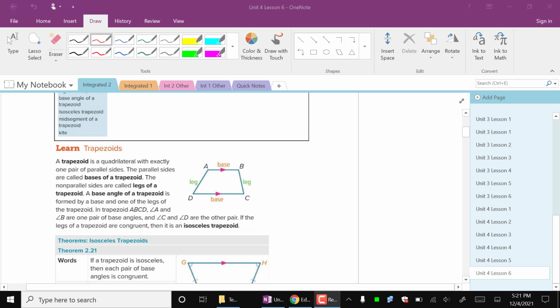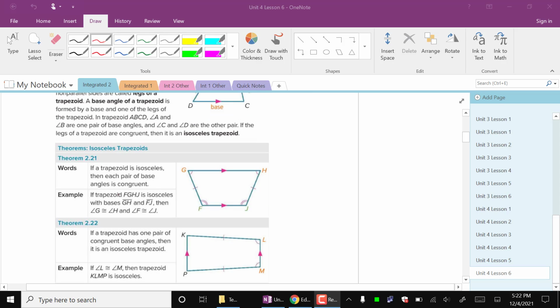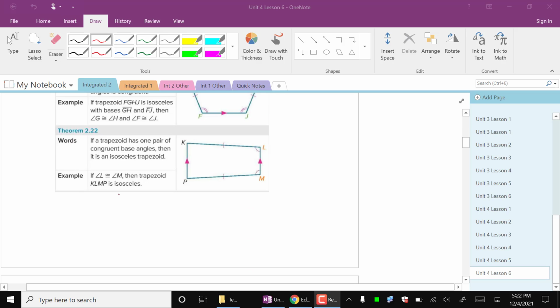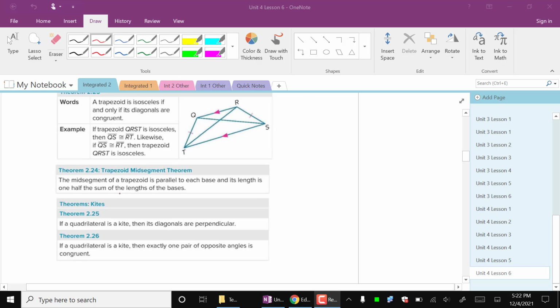And then we have some information here. The first 2 pages of the notes are dedicated to information about trapezoids, that trapezoids are quadrilaterals with exactly one pair of opposite sides parallel, talking about bases of trapezoids, legs of trapezoids, a base angle of a trapezoid. Then we get into some theorems about trapezoids: theorem 2.1, 2.2, 2.3, and 2.4, all dealing with trapezoids and the trapezoid mid-segment theorem. The last 2 theorems deal with kites, and we're going to get more into kites on day 2, but day 1 is going to be mostly focused on trapezoids.